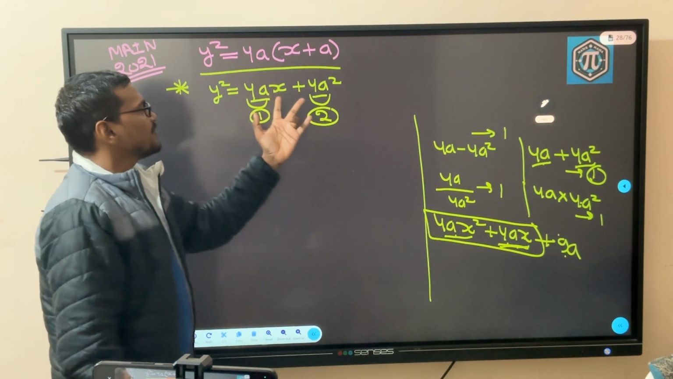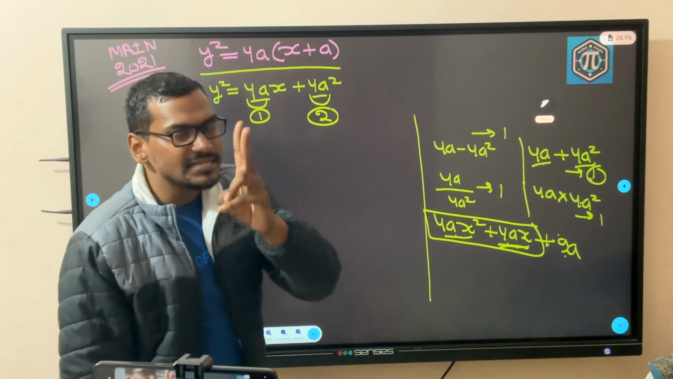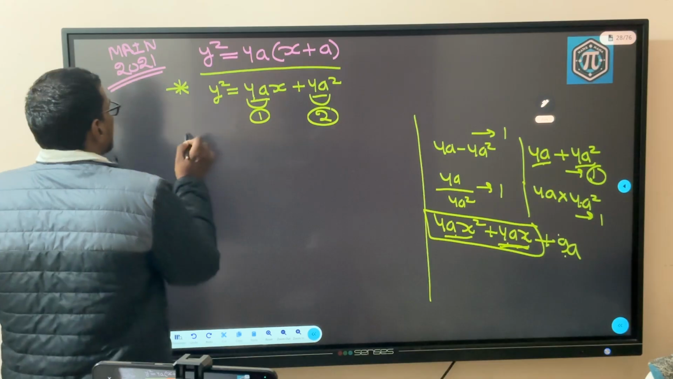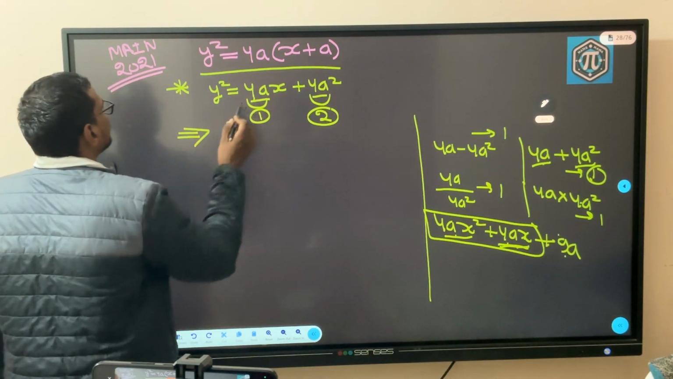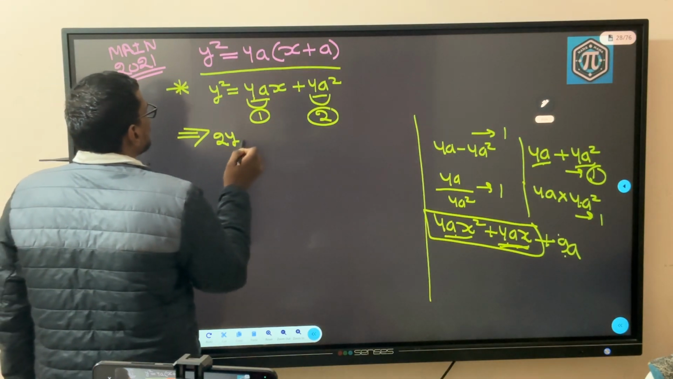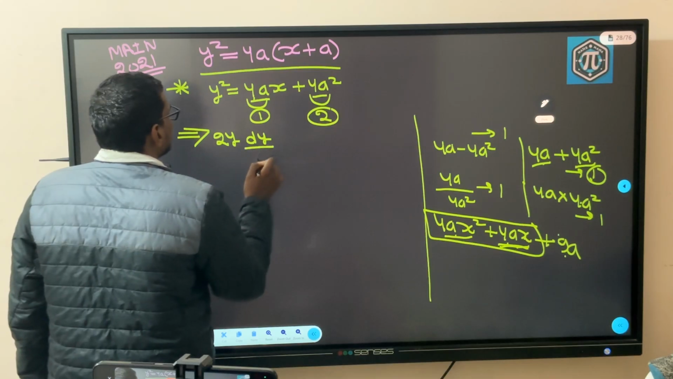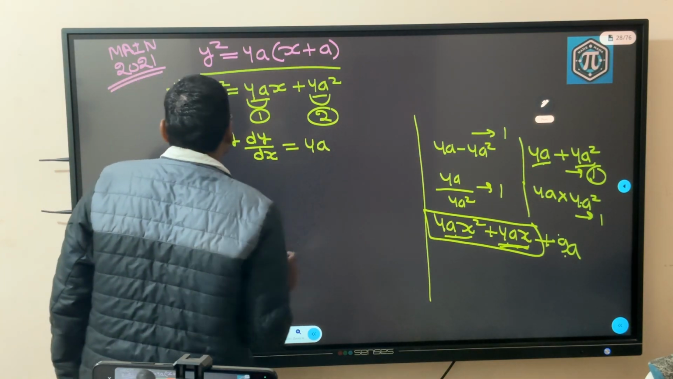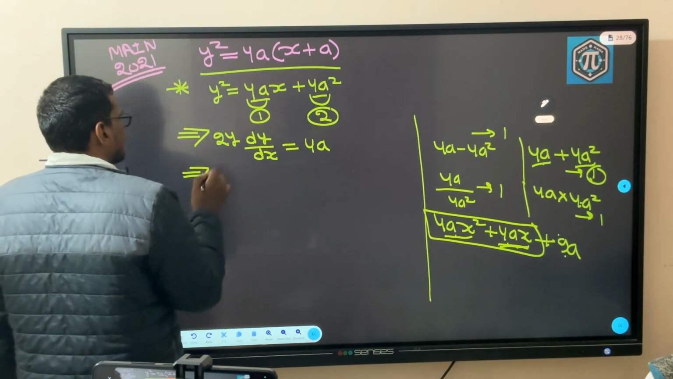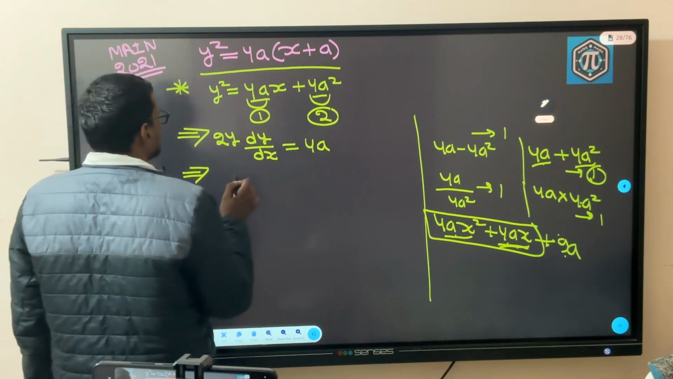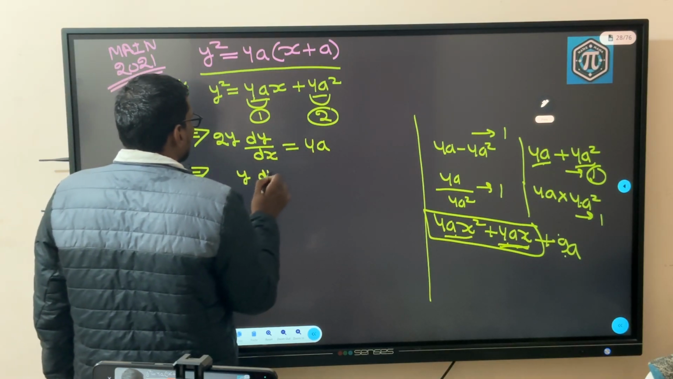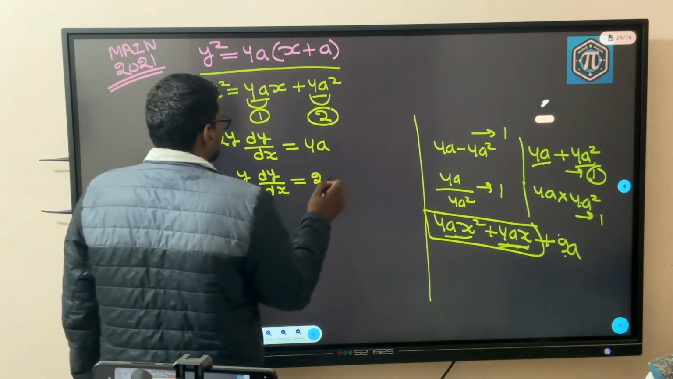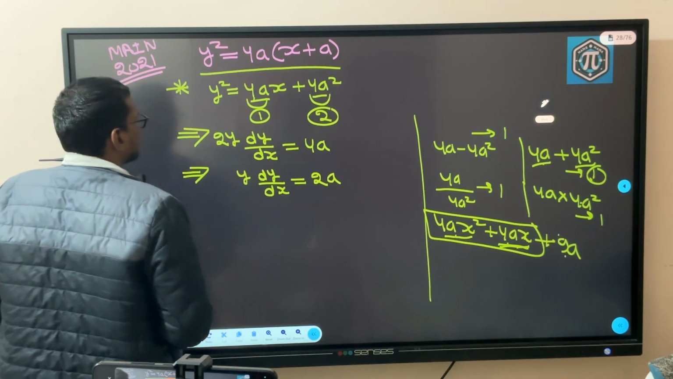So here we have 2 arbitrary constants. So we are going to differentiate 2 times. So see how we are going to do it. 2y dy by dx equals 4a. So here we will divide by 2. We will get y dy by dx equals 2a. Right?